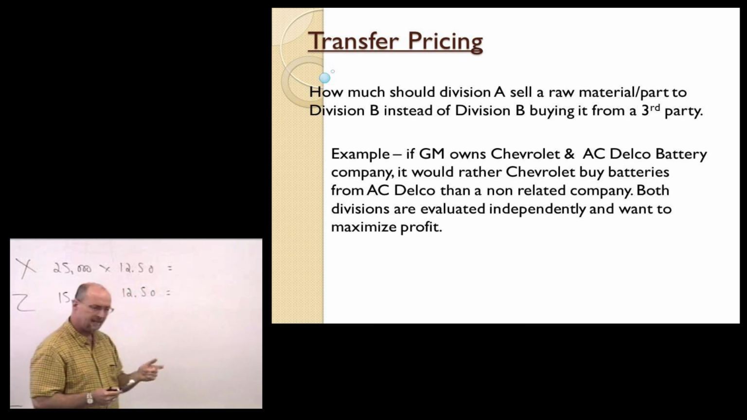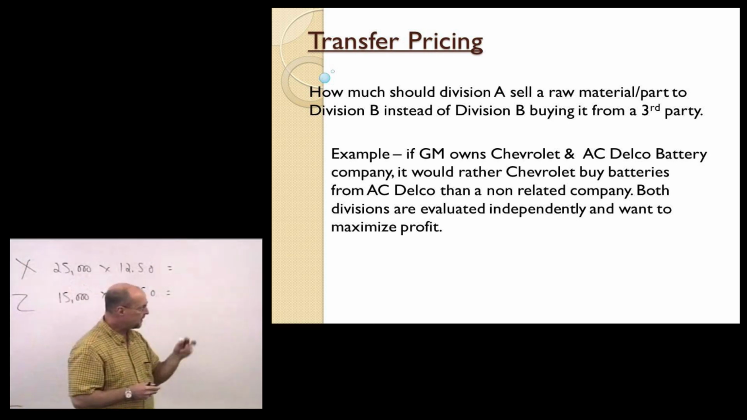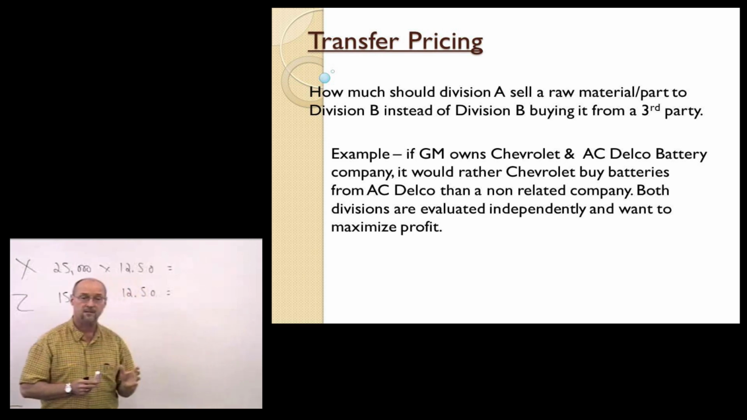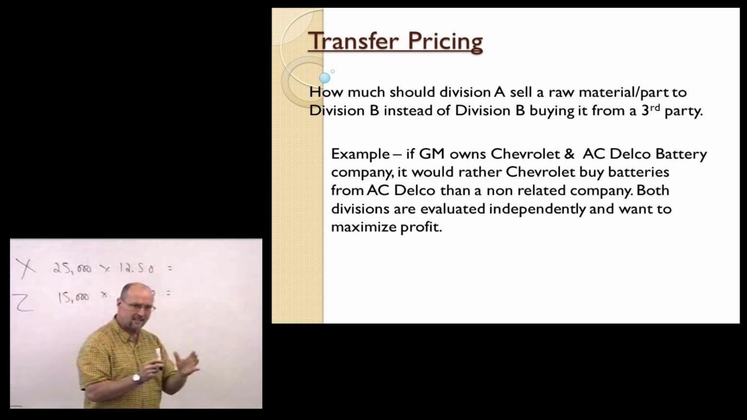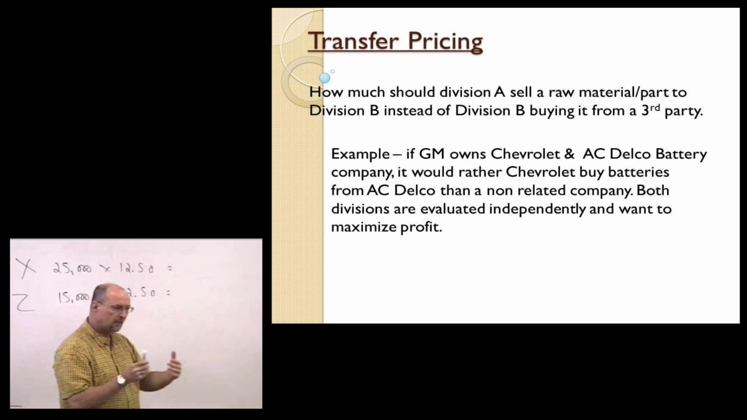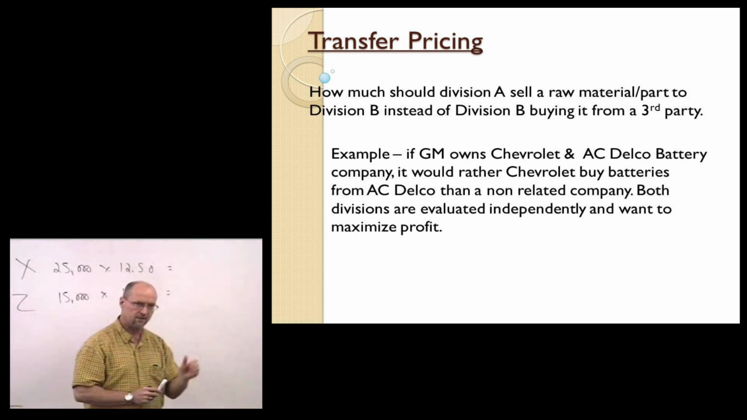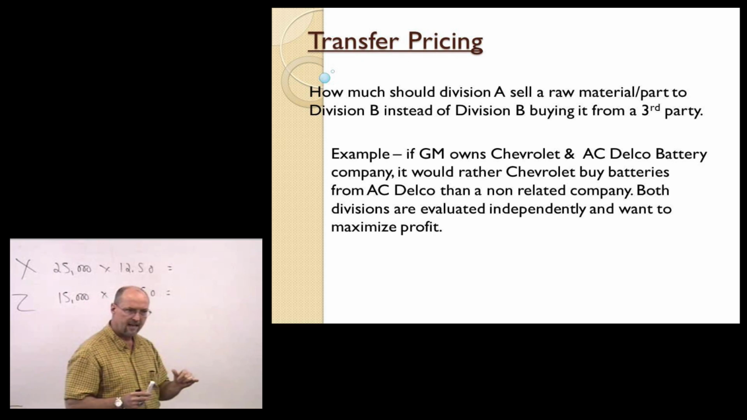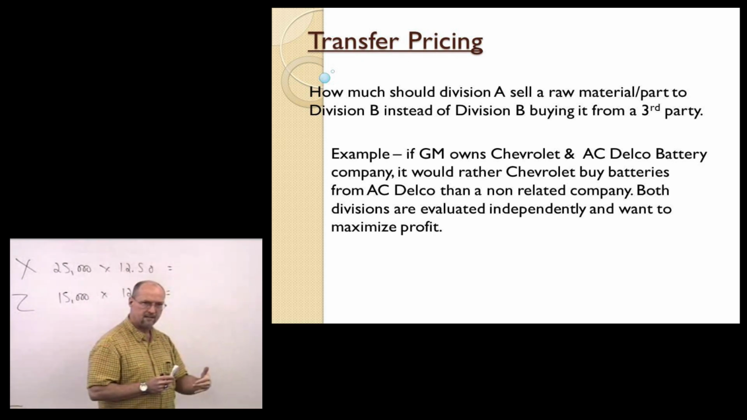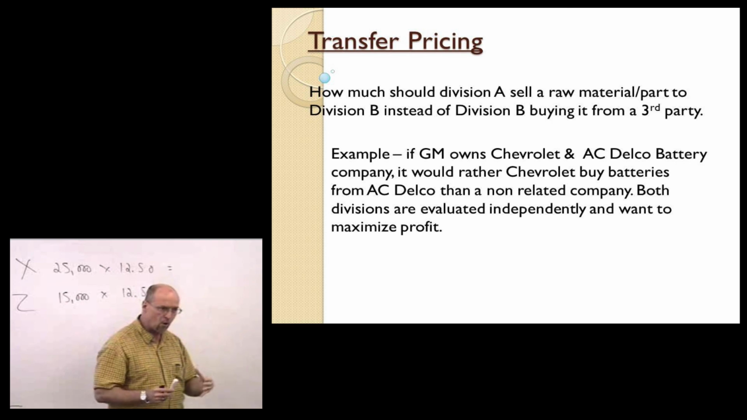The problem is, and not really the problem, the challenge, is that Chevrolet and AC Delco are investment centers. They're evaluated independently as if they're their own company. So Chevrolet, of course, they wish AC Delco well, but when push comes to shove, it's their own bottom line that they're concerned with, and vice versa. So GM has to provide an environment in which both companies can satisfy AC Delco's desire to make a profit, Chevrolet's desire to make a profit, and GM overall saving money by having those two work with each other rather than going to an outside third party.